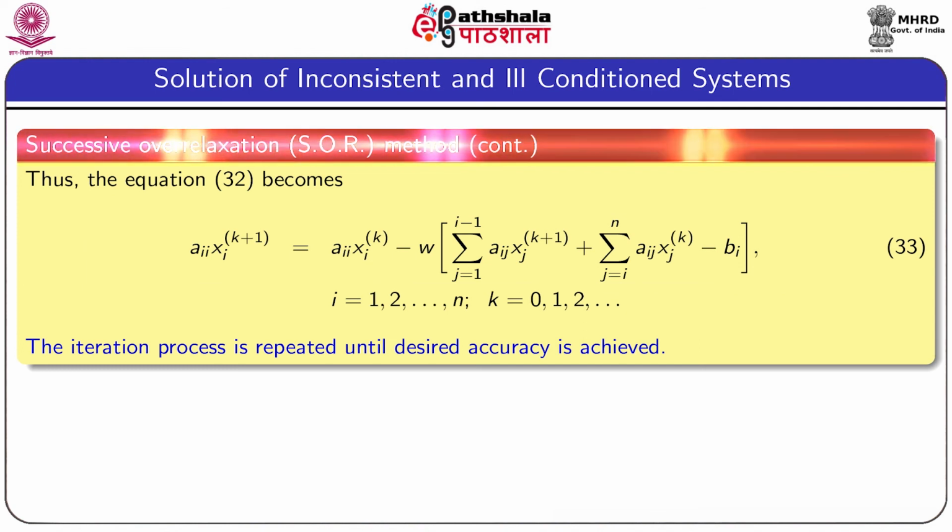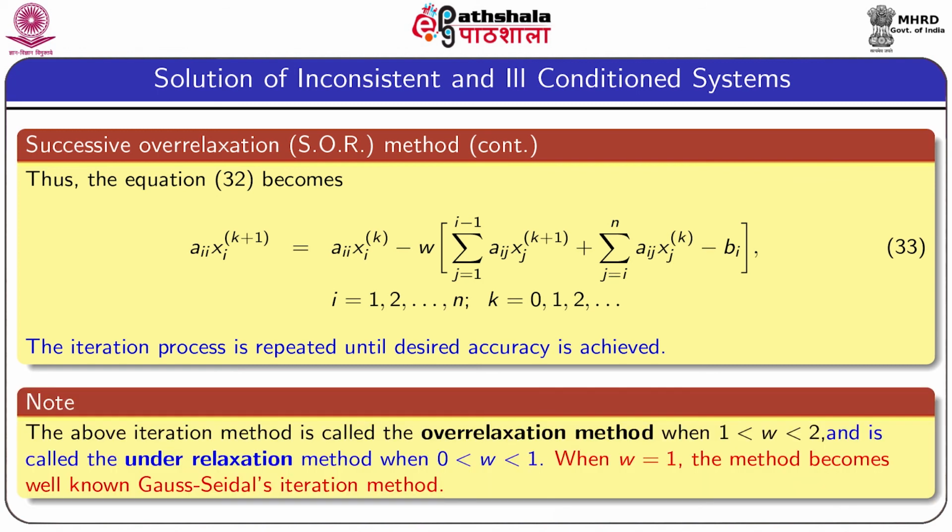This relation is valid for all i equal to 1 to n and k equal to 0, 1, 2 up to infinity. The iteration process is repeated until desired accuracy is achieved. The above iteration method is called over relaxation method when w lies between 1 and 2, and this method is called under relaxation method when w lies between 0 and 1. When w equal to 1, the iteration method becomes the well known Gauss-Seidel iteration method.